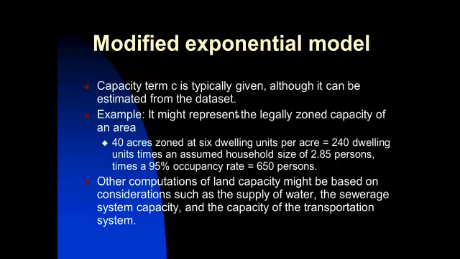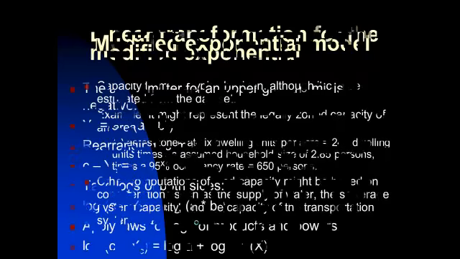In the modified exponential, which is the first one we're going to look at, the capacity term C is typically given. In other words, it could be from some build-out analysis that takes the community out and uses up all of its legally zoned capacity, or to the limit of some infrastructure, water or sewer, or it could be a planned capacity from a comprehensive planning exercise.